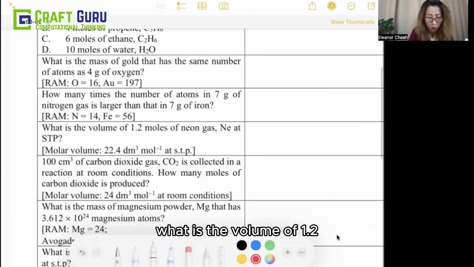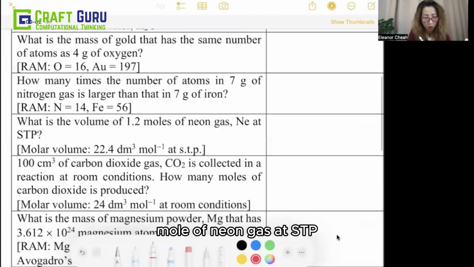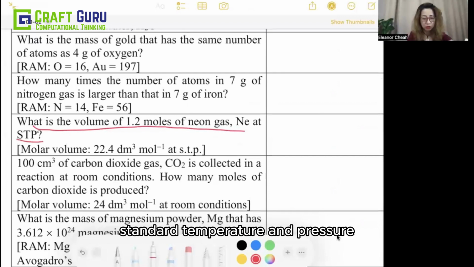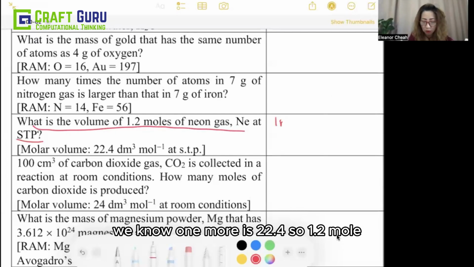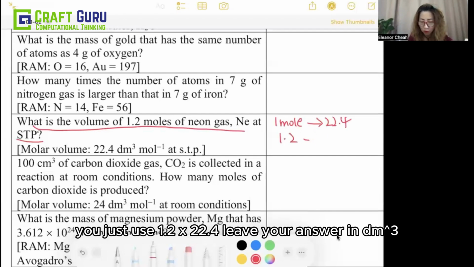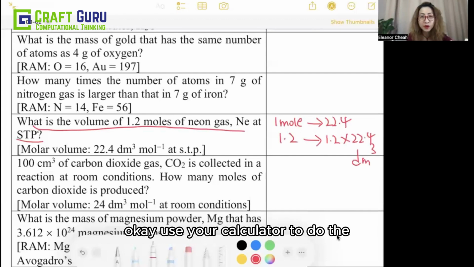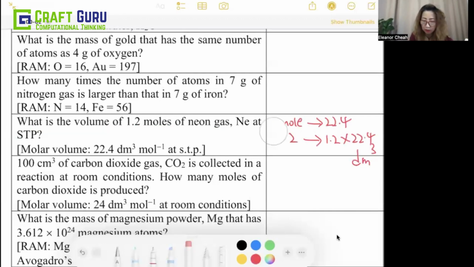What is the volume of 1.2 moles of neon gas at STP, standard temperature and pressure? Okay, we know 1 mole is 22.4. So for 1.2 mole, you just use 1.2 times 22.4. Leave your answer in dm³. Use your calculator to do the calculation.